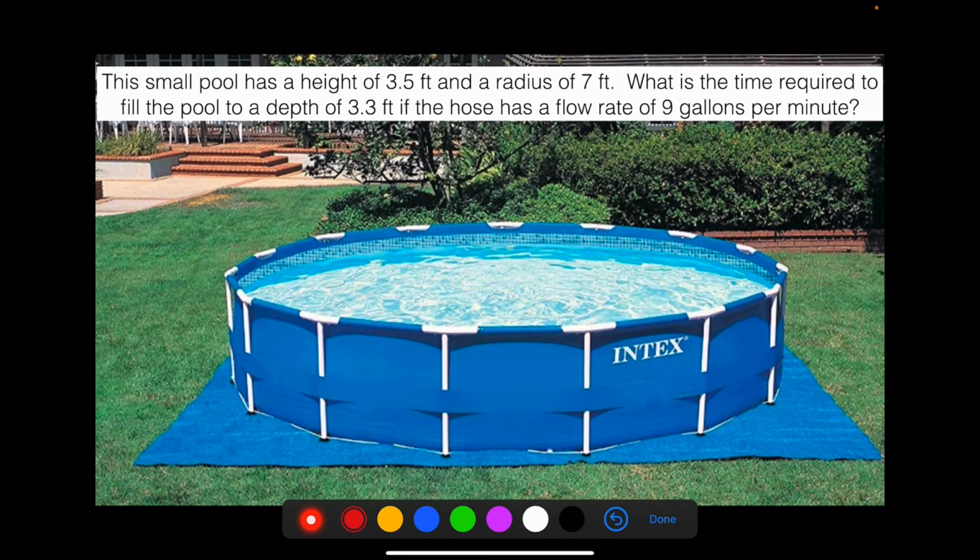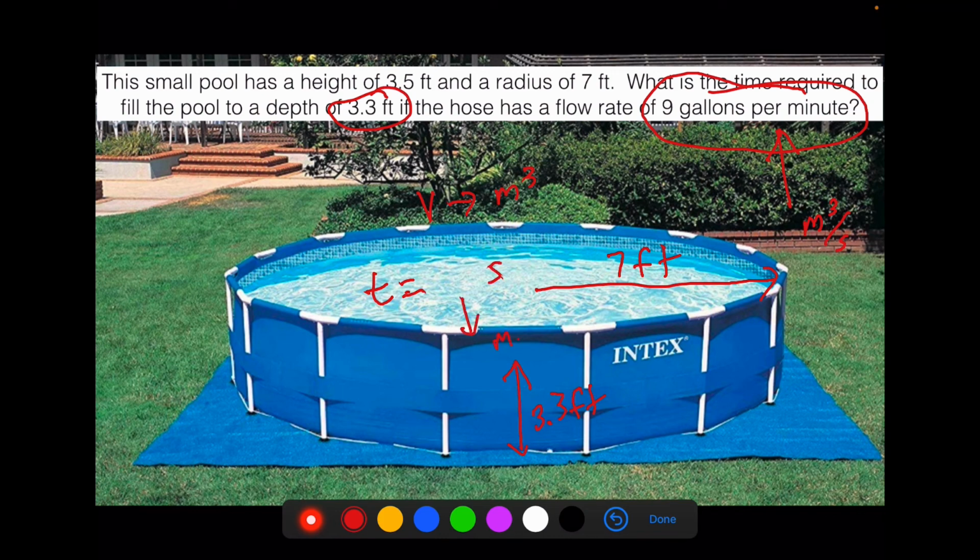The first one, we're going to fill this cylindrical pool that happens to be 7 feet in radius. We're going to fill it to a depth of 3.3 feet. So find the volume of water we're going to put into the pool. We're having a flow rate of 9 gallons per minute, and I would like you to find the time. Make sure you convert everything into meters so that your volume is in meters cubed, and make sure you turn your gallons per minute into meters cubed per second. When you get your final answer in time, it will be seconds. Convert it to either minutes or hours, whatever is more convenient.